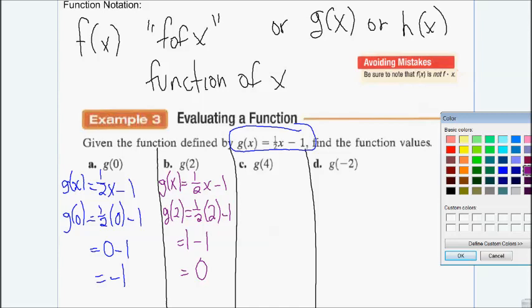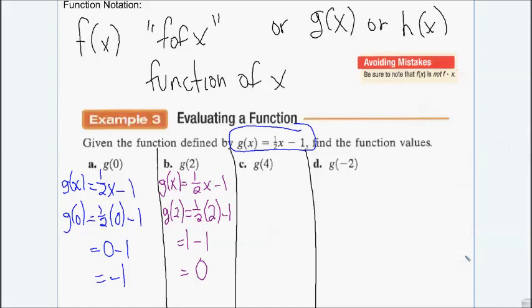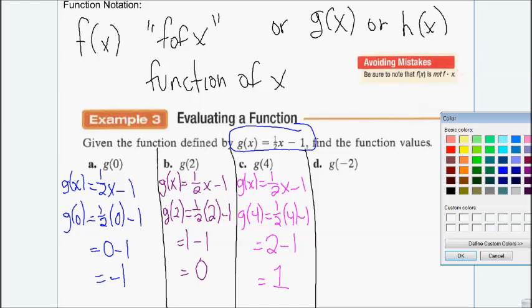Hot pink. G of 4, we keep going back to the same original function. Take the x out, put the 4 in. So half of 4 minus 1, half of 4 is 2, and 2 minus 1 is 1. I'm kind of in a color palette, so I should stay in it. Periwinkle.